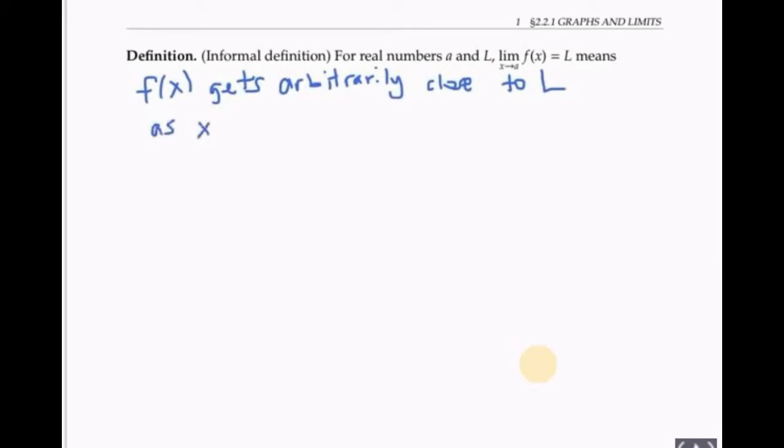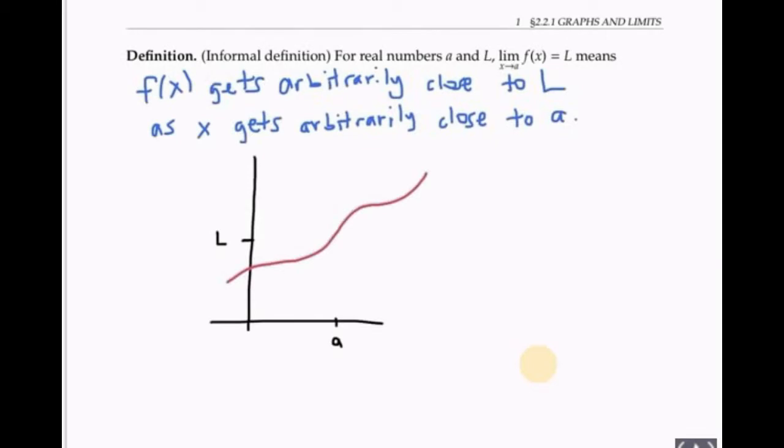In general, for any function f(x) and real numbers a and L, the limit as x goes to a of f(x) equals L means that f(x) gets arbitrarily close to L as x gets arbitrarily close to a. In other words, as x heads towards a, f(x) heads toward L. And let me draw this as a picture.